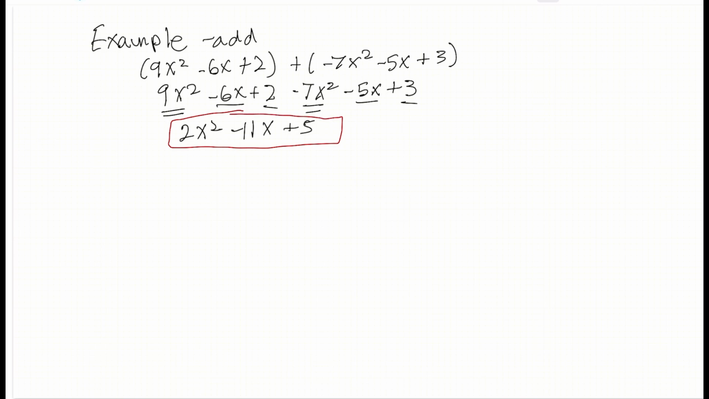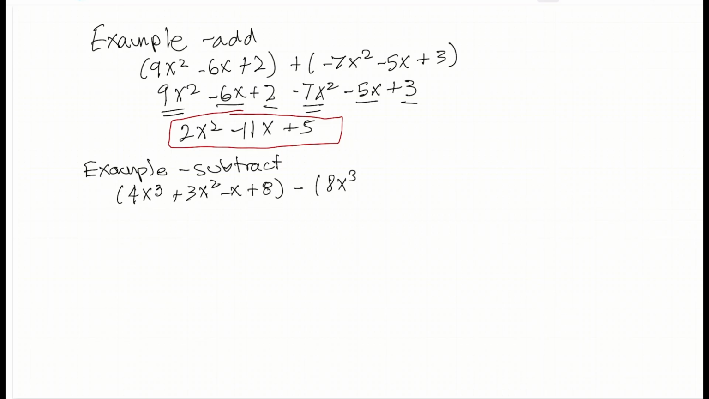Now let's do a second example. And here we want to subtract. So in this example, we've got 4x cubed plus 3x squared minus x plus 8. Now we're going to subtract 8x cubed plus 2x minus 10. Now you notice that the x squared term is missing in the second one, but that's not going to be a big deal. We're going to do just like we did a while ago. We'll get rid of the parentheses and combine like terms.